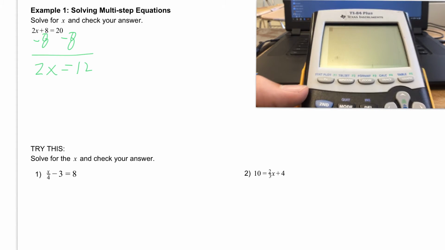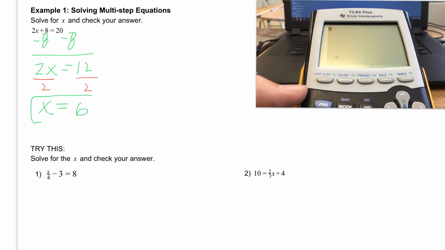Now if we go back and look at our variable over here on the left, the only thing we have left here is that x is being multiplied by 2. To get rid of multiplication by 2, we can go ahead and divide by 2. So if I divide the left-hand side by 2, I have to also divide the right-hand side by 2. And I get x is equal to 6.